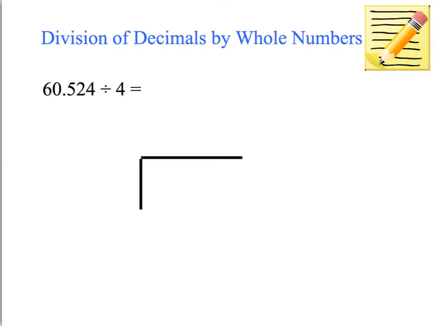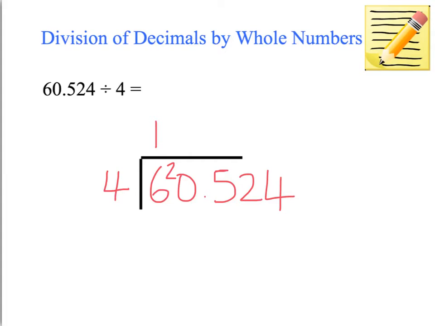Alright, so here's an example of division of decimals by whole numbers. We've got 60.524 divided by 4. We put the 4 here because that's the number that is dividing into 60.524. We're just going to do this as a normal division problem first of all. So 4 into 6 will only go once with 2 left over. I'm going to use short division. 4 5s are 20.